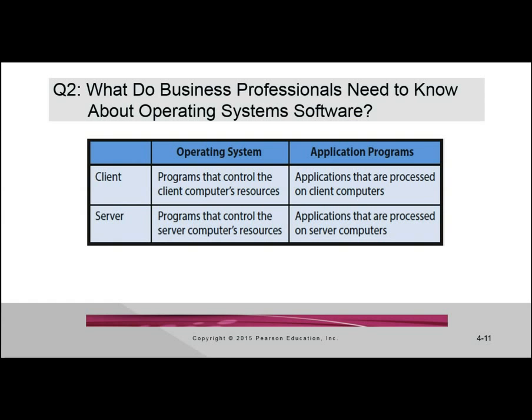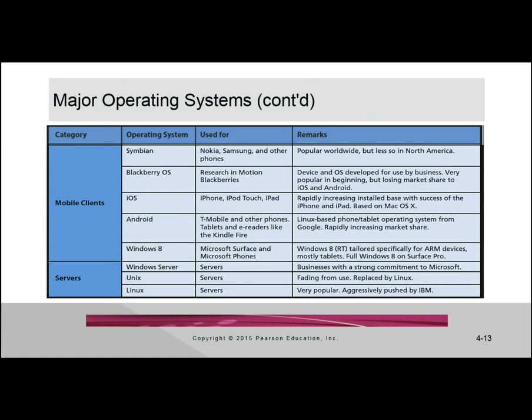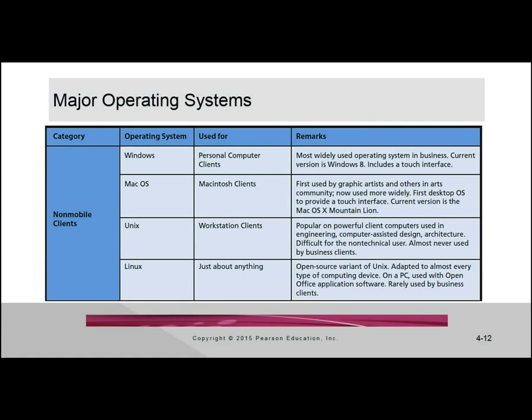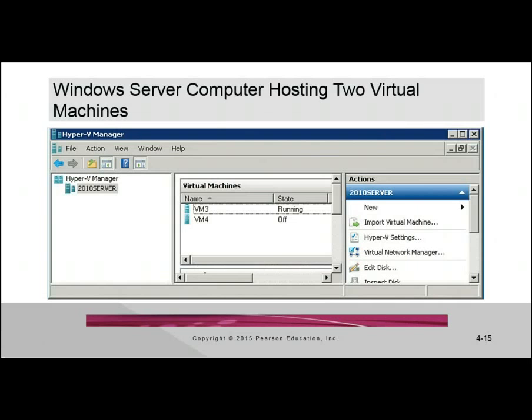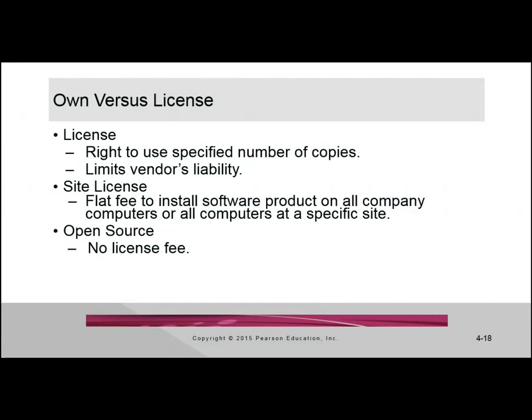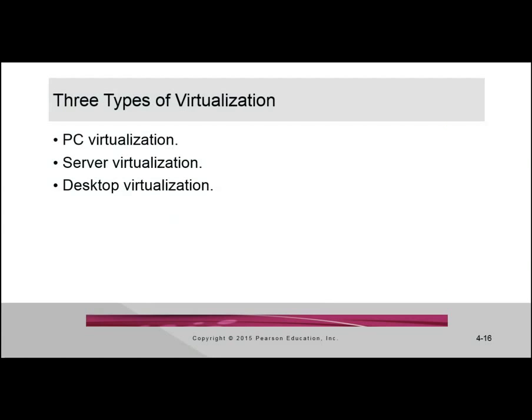In the business world, we can further break that down, and these are some operating systems. Non-mobile clients: Windows, Mac OS, Unix, Linux, which I talked about. Servers: Windows Server, and Unix and Linux are the two other operating systems we see there. Then there's Symbian, which I think is used more worldwide than in North America. It's Nokia, Samsung, and others, a mobile operating system. Anyways, let's talk about these types of application software.